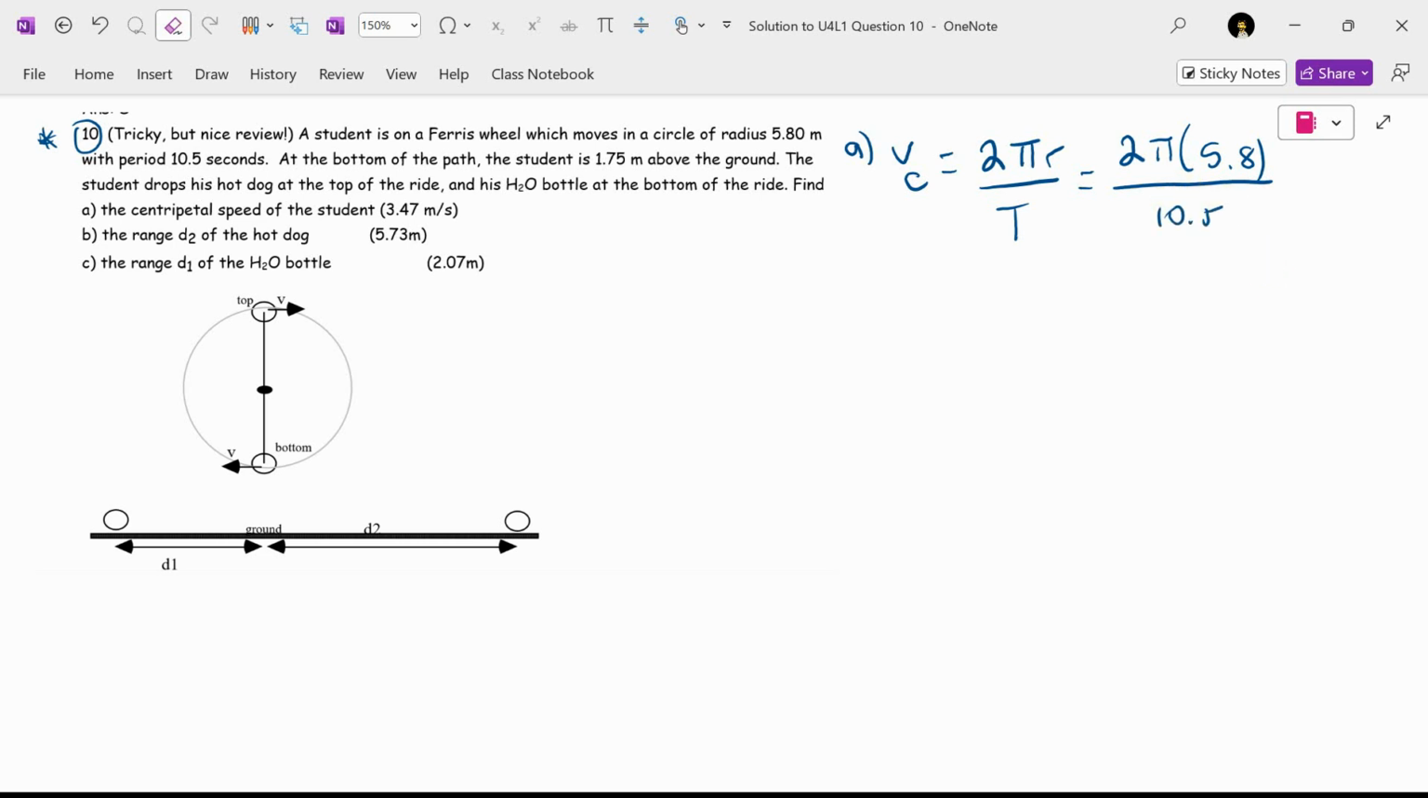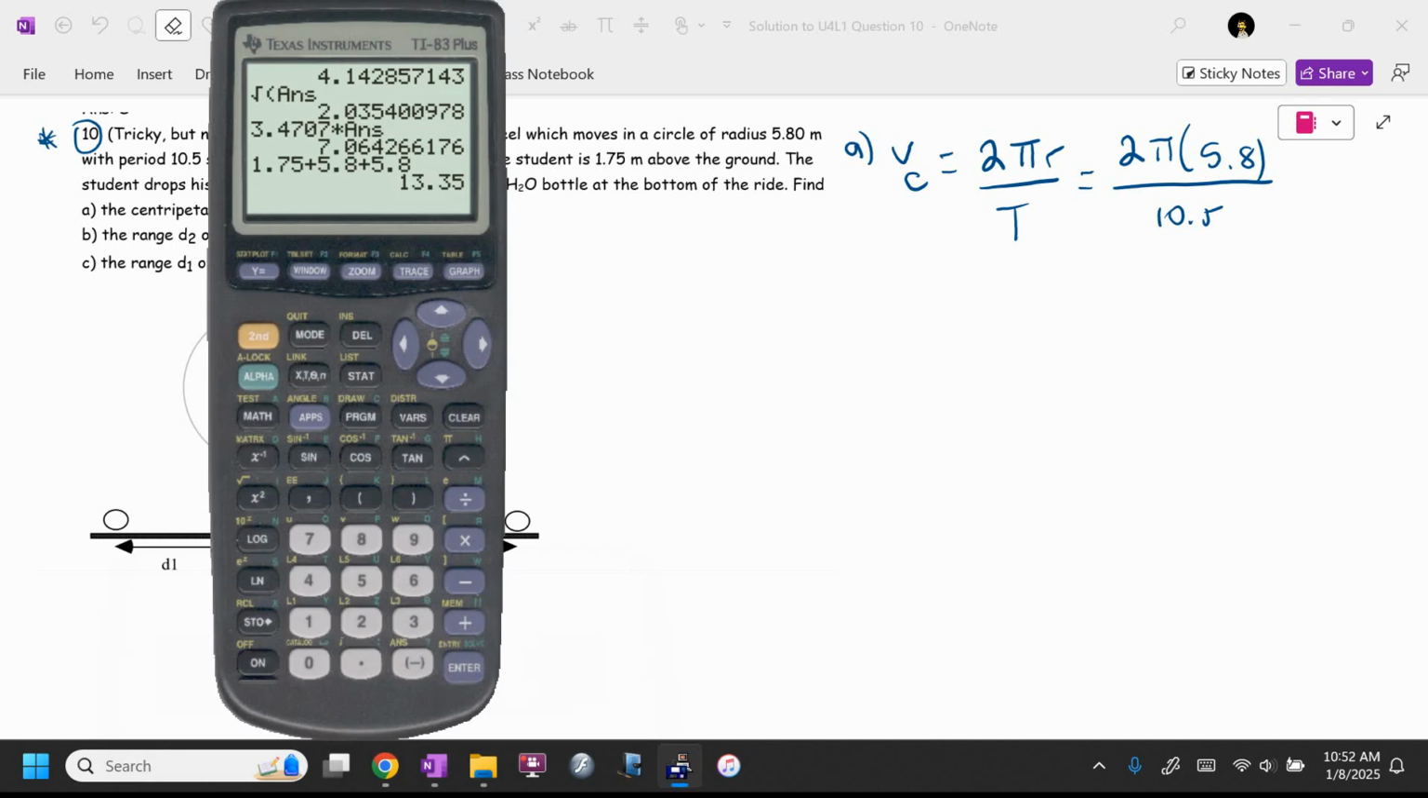The easiest value to get when we go to Playland is the period, because you can just time that on your stopwatch, how long it takes the ride, if it moves in a circle, to go around once. And from that you can find V, you can find A, you can find whatever you need to. Meanwhile, if I crunch this, I'm going to get 2 pi times 5.8 divided by 10.5. And I get a speed of 3.47 meters per second. Although, because I'm going to use this, I'm going to carry a few extra sig figs: 3.4707.